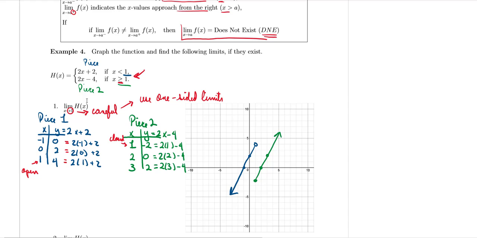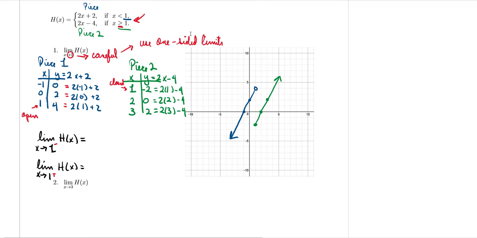I'm going to first do approaching from the left. Let's see, the limit as x approaches 1 from the left for h of x, and the limit as x approaches 1 from the right for h of x. Okay, so let's see. As I'm approaching 1 from the left, let's see what's happening on the graph.